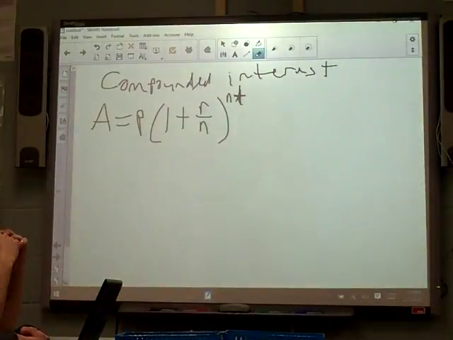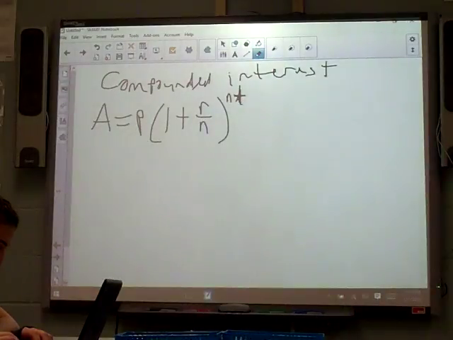Some banks will say compounded annually. That means once a year your N will be 1. Some would say semi-annually. Twice a year your N will be 2. Quarterly, 4 times a year your N will be 4. Monthly, 12 times a year, your N will be 12. So you got to read the problem and see what they mean on that. T, time in years, number of years you keep your money in the bank.